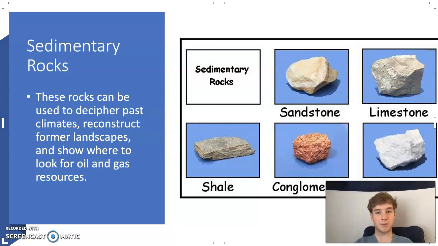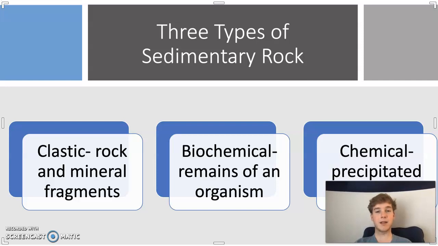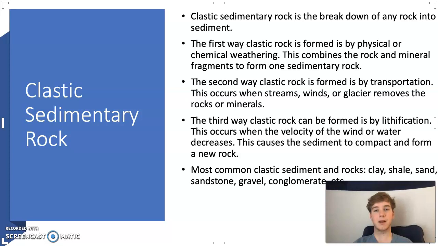conglomerate, and gypsum. There are three types of sedimentary rocks. First is the clastic, which is made out of rock and mineral fragments. Then we have biochemical, which is made from the remains of an organism, usually dead or alive. And then we have chemical, which is precipitated from solution. Now we're going to talk about these in a little more depth.